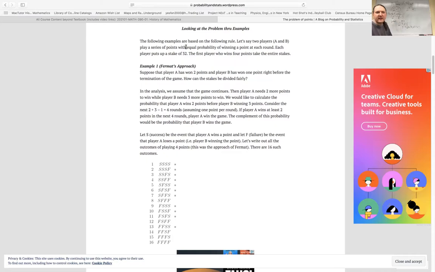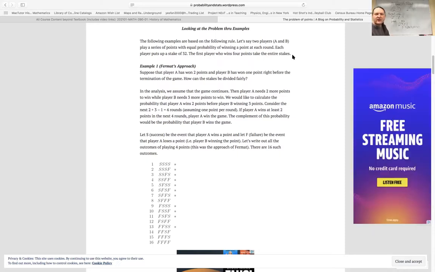We have 2 players. They're playing a series of points. Maybe you can imagine they're just flipping a coin, heads and tails, over and over again. And the first person to get 4 heads wins. That's the game. It's kind of a silly game, but that's the game. And they have equal probability of winning each time. So one picks heads, one picks tails, and the first person to get 4 of their things wins.